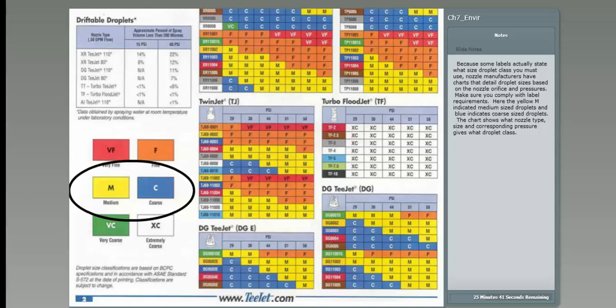Because some labels actually state what size droplet class you must use, nozzle manufacturers have charts that detail droplet sizes based on the nozzle orifice and pressures. Make sure you comply with label requirements. Here, the yellow M indicates medium-sized droplets and blue indicates coarse-sized droplets. The chart shows what nozzle type, size, and corresponding pressure gives what droplet class.